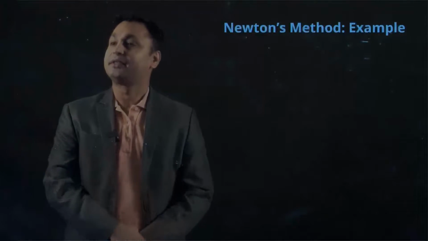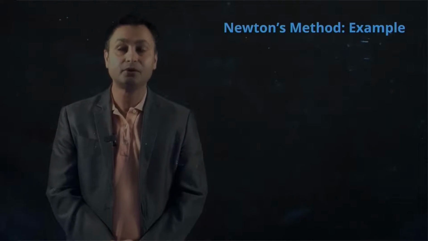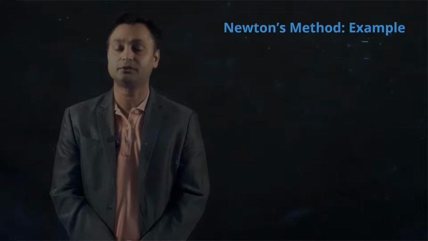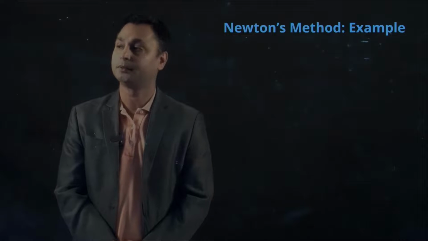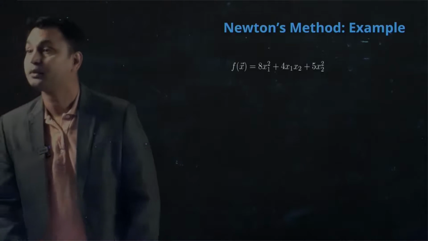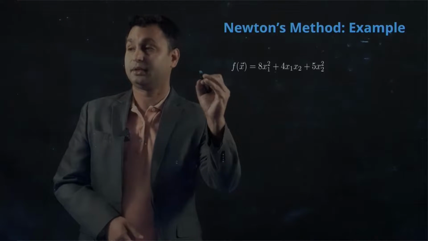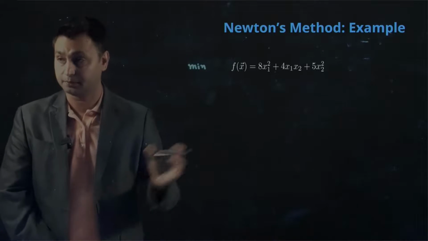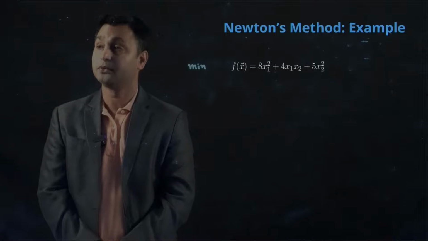So now let's take an example problem and use the equations and the concept that we have developed for Newton's method for an unconstrained multiple variable problem. Okay. So let's say this is the function that I want to minimize, given by this equation here. How do I use Newton's method?